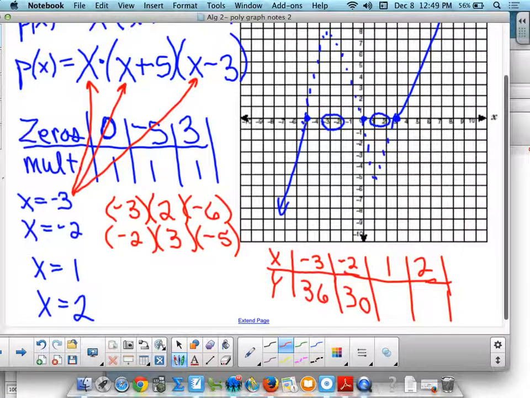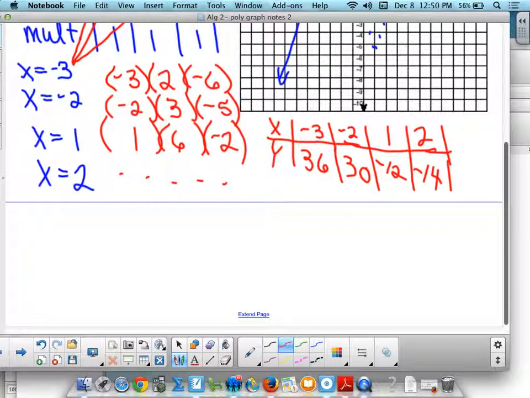I hope I'm not losing you guys. I put a 1 in for x, I get 1. I put a 1 here, I get 6. I put a 1 here, I get negative 2. Negative 12, right? Okay, put a 2 in. Roshan, what's the answer? Negative 14. He got negative 14. What do you guys think? It is right. Okay, so it's negative 14. I didn't show my work, but I'm hoping you guys are with me.